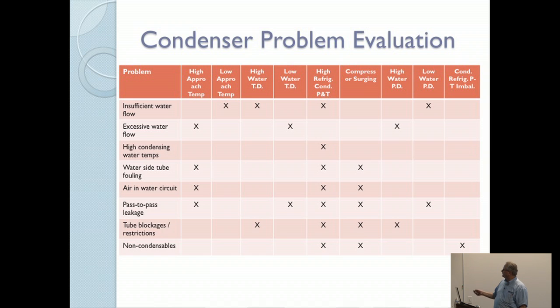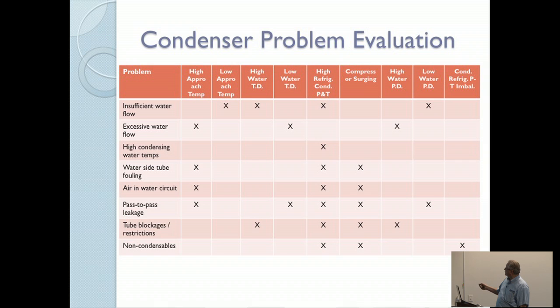High refrigerant condenser pressures and temperatures. Boy, there's all kinds of possibilities there. If the compressor is surging, you have some possibilities as well. High water pressure drops. That pressure differential across that condenser is too high. You could have excessive water flow or restrictions. If it's too low a pressure drop, you could have pass-to-pass leakage or insufficient water flow.